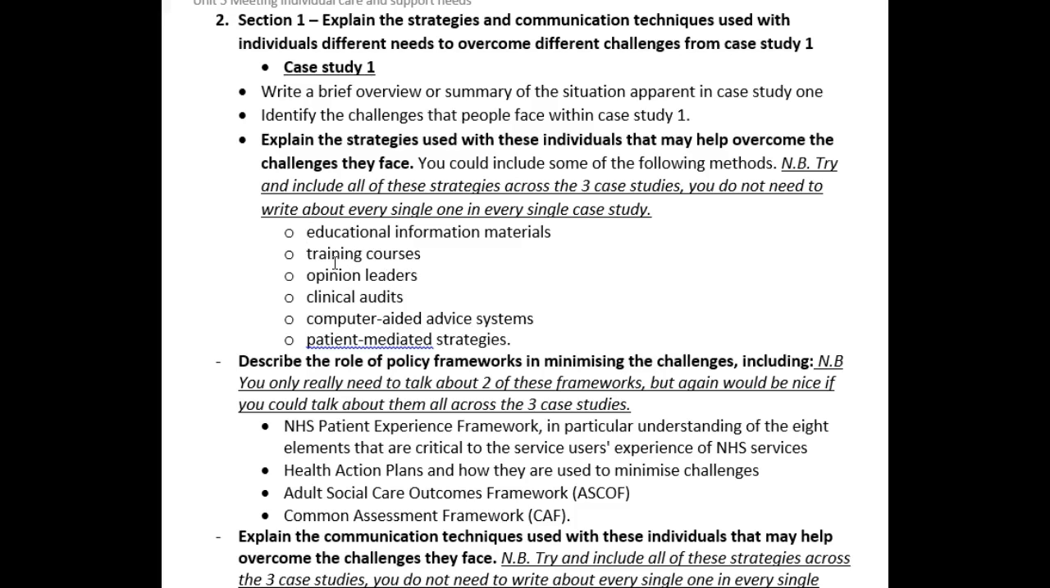So you might, for case study 1, just talk about training courses and opinion leaders, whereas for case study 2, you might be just talking about patient-mediated strategies.